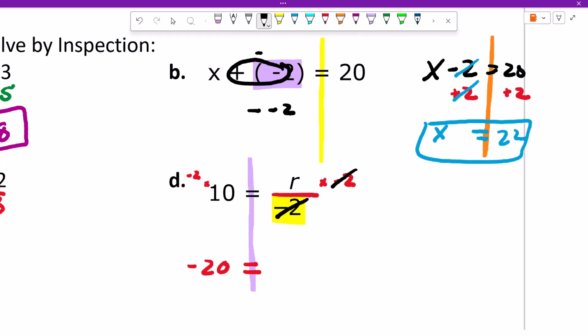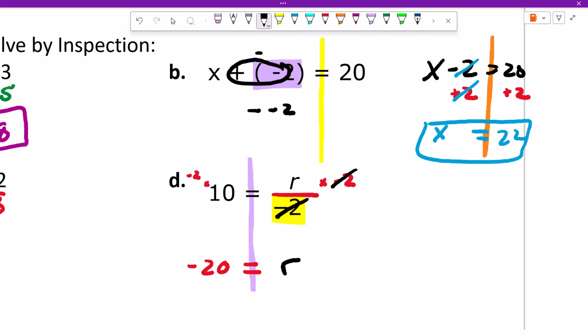Notice if you didn't write down -2, the negative sign wouldn't go away. So it's important to copy that same number. And we're left with just an R. Okay? Not too bad? All right.